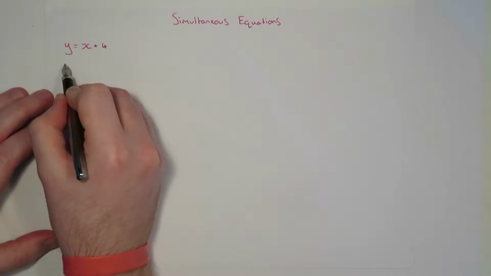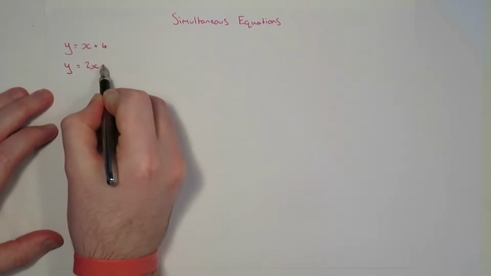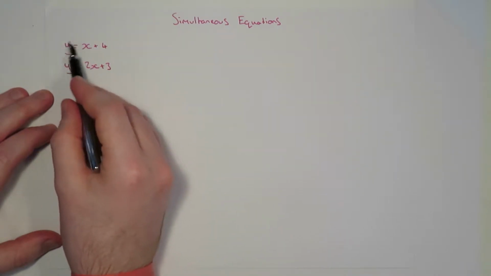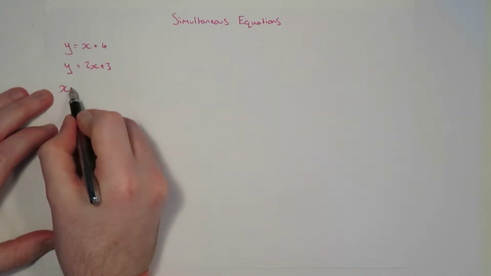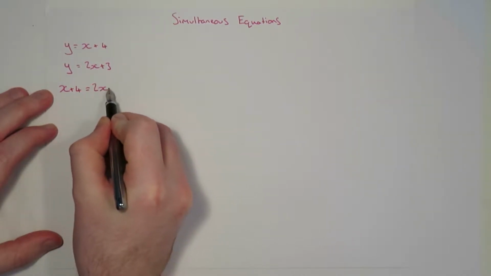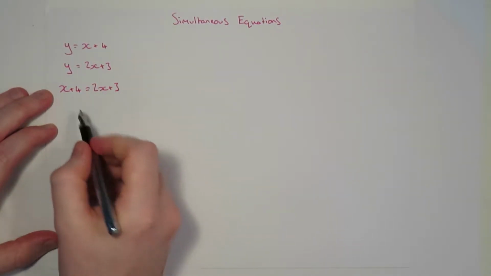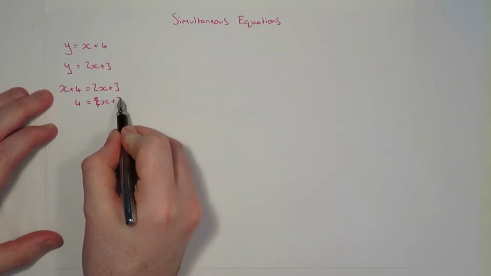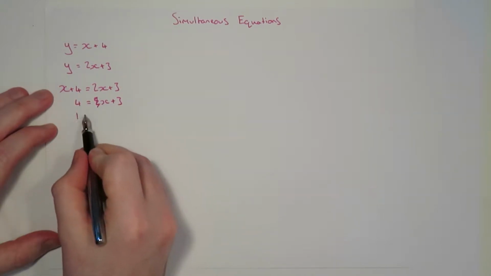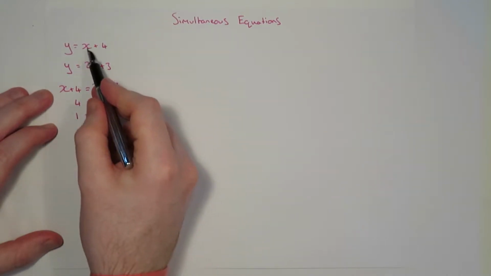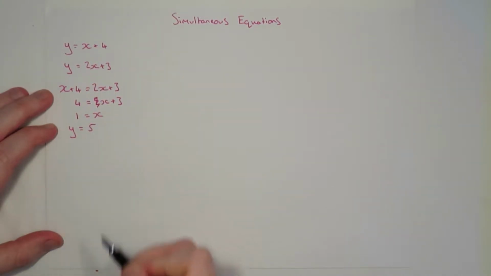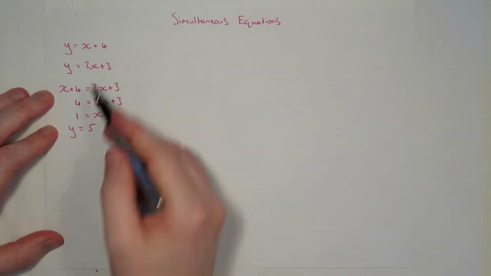If we have y equals x plus 4 and y equals 2x plus 3, in previous videos I said that you can substitute this value of y in for this one here and have x plus 4 equals 2x plus 3, subtract x off both sides, and then subtract 3 off both sides, and you're left with x equals 1. Substitute that into here and you'll get that y is equal to 1 plus 4, which is 5. So that's what we've done in the past.